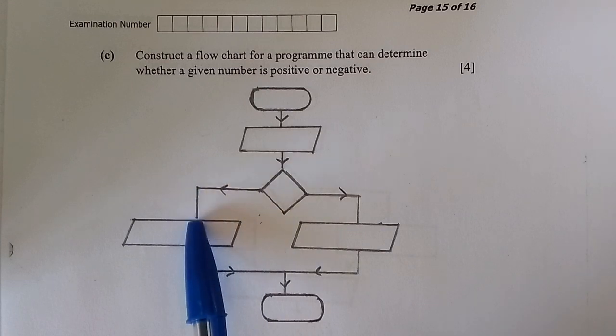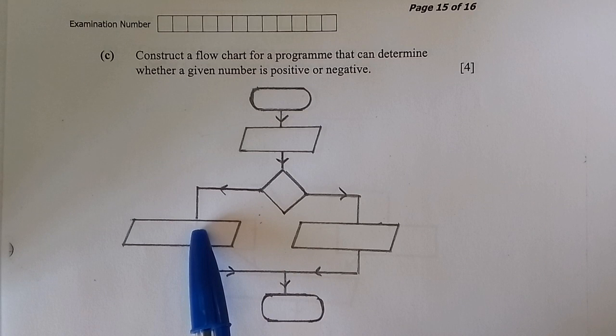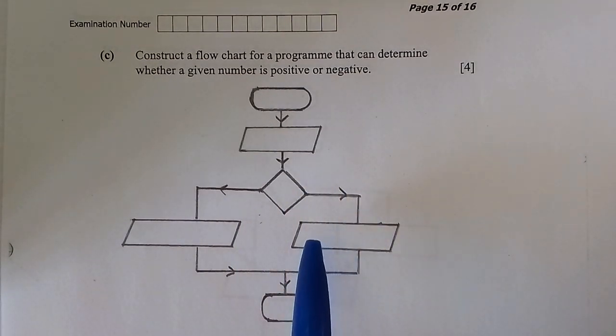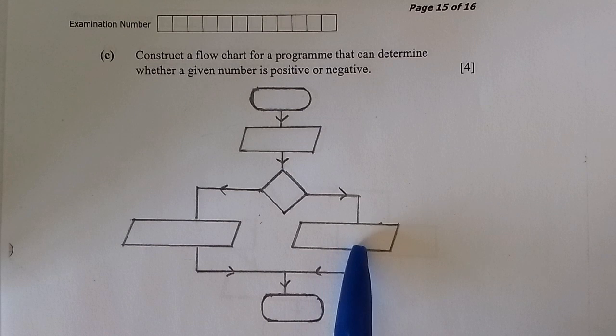Then we're going to have the two outputs. So this is where we're going to have the first output. If n is greater than 0, then we're going to print n as a positive number. And then for this outcome here, if n is negative, then we're going to print n as a negative number. Then after that, we're going to stop our program. So let us fill up the boxes.